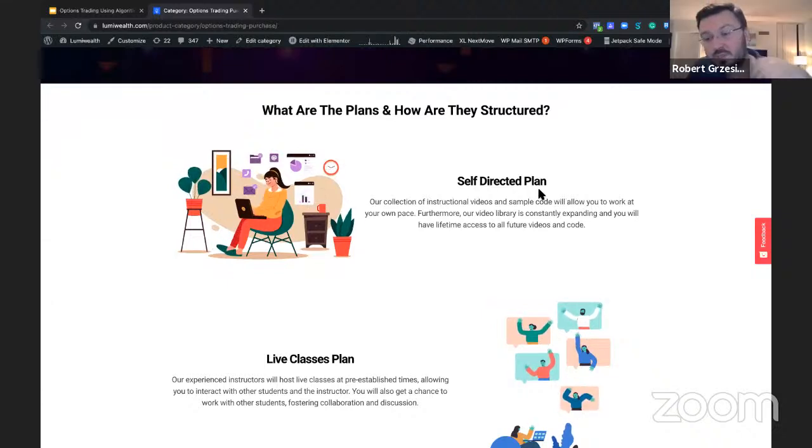And then you'll get access to our coding library, where you get access to all of the different algorithms and things like that we built, right? And you'll get access to our community, so you can get to know people. So it's these three different things: our community, our coding library, and the recordings of these lectures. So that's our self-directed plan.